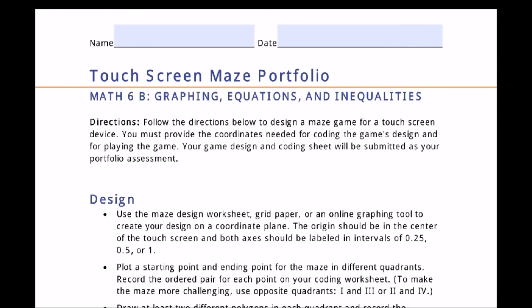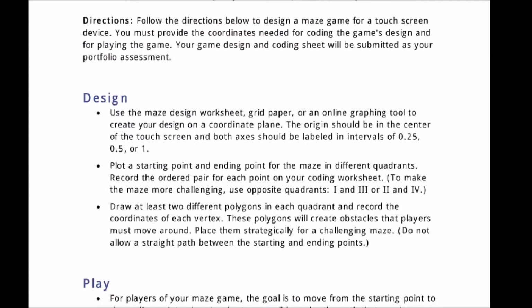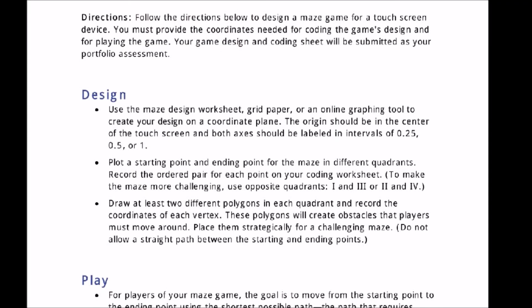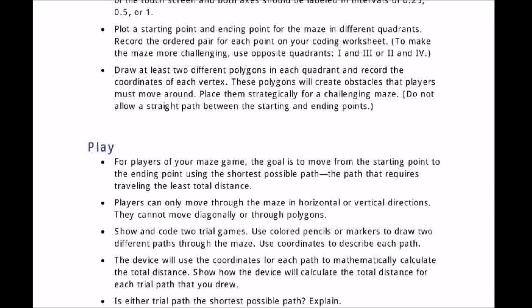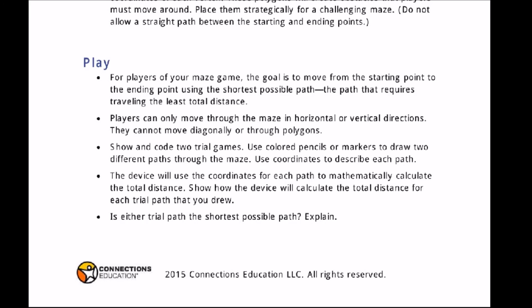Alright, welcome to the last portfolio for the Math 6B course. So we're going to do a touchscreen maze portfolio. We're going to design some polygons on grid paper. We need to label it. Kind of quickly going over these directions, we're going to plot two different paths through our maze. We need to label all of our coordinates and find the distance for our maze. So let me just show you how to do this. I went over the directions really quickly because it's much easier for me to just show you what to do.